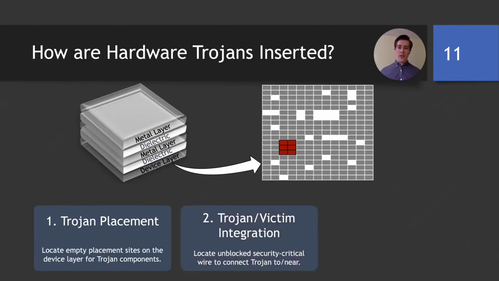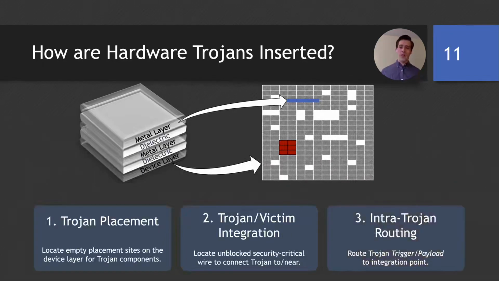The second is Trojan victim integration. This is where an attacker must locate an unblocked segment of a security critical wire to connect their Trojan wire to. The third is inter-Trojan routing. In this step, an attacker must route their Trojan trigger/payload components to the integration point.